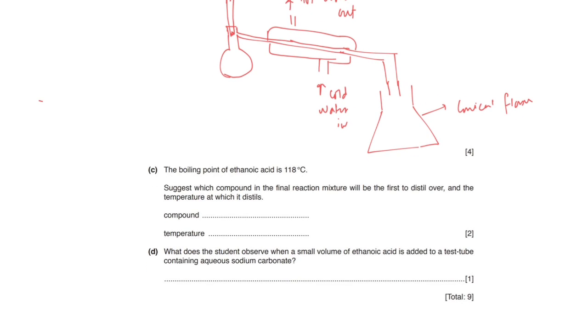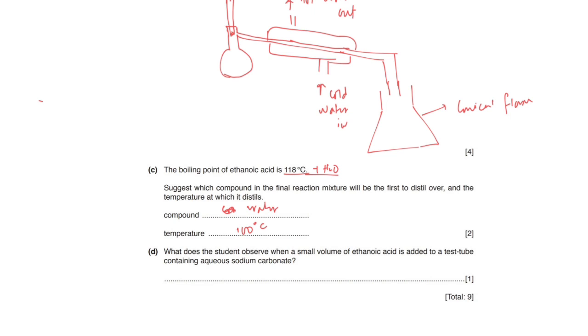So the boiling point of ethanoic acid is 118 degrees Celsius. Suggest which compound in the final reaction mixture will be the first to distill over and the temperature at which it distills. Ethanoic acid is 118. The other substance in it is obviously water, because when alcohol converts to ethanoic acid, it is only water left in the solution. So the compound which will distill first will be water. Why? Because it has a boiling point of 100 degrees Celsius. At what temperature? 100 degrees Celsius.